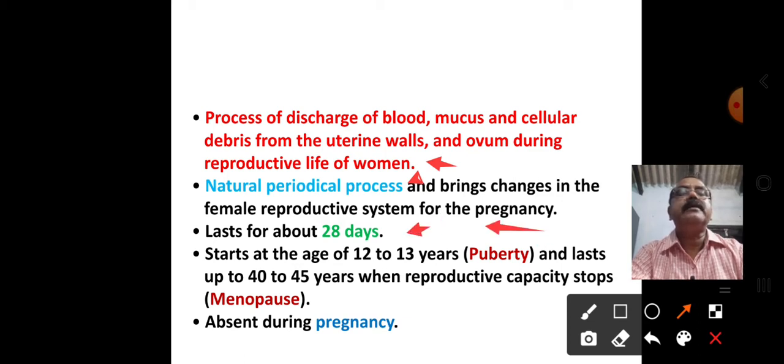It starts at the age of 12 to 13 years and lasts up to 40 to 45 years when the reproductive capacity stops, and stopping of the reproductive capacity is known as menopause.